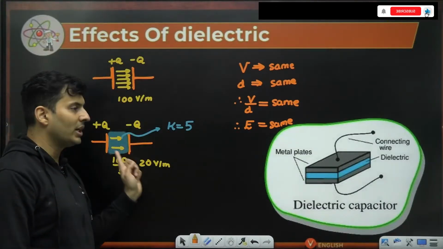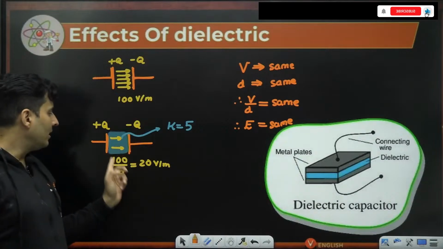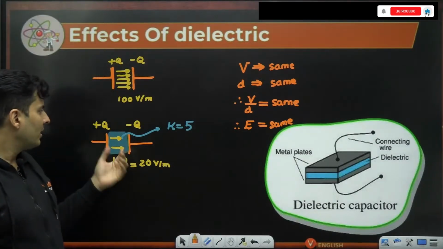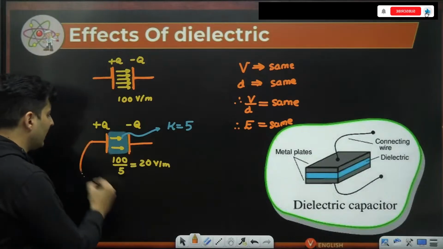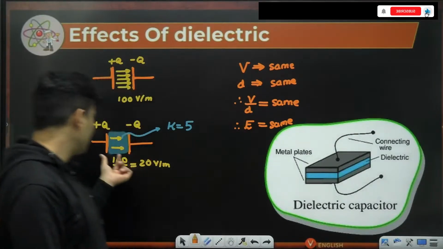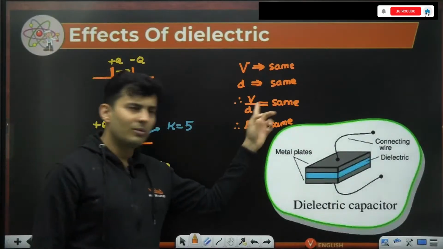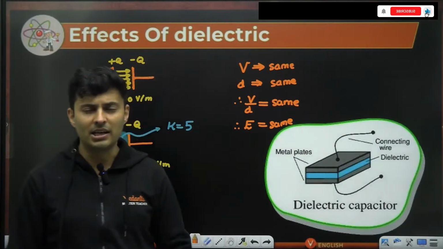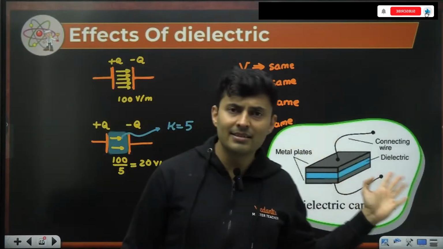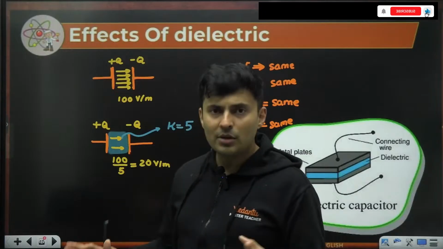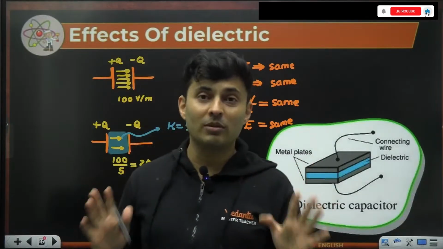This is saying if you put a dielectric medium, that 100 should be divided by the constant, so it will become 20. But the capacitor is still connected to that battery, so the voltage difference is the same, the distance between the plates is the same, so V by D is the same, so the field is also the same because E is dV by dR. This is saying the field is the same, this is saying the field will reduce. Who is correct, who is wrong? I'll tell you, we'll have to help both of them.